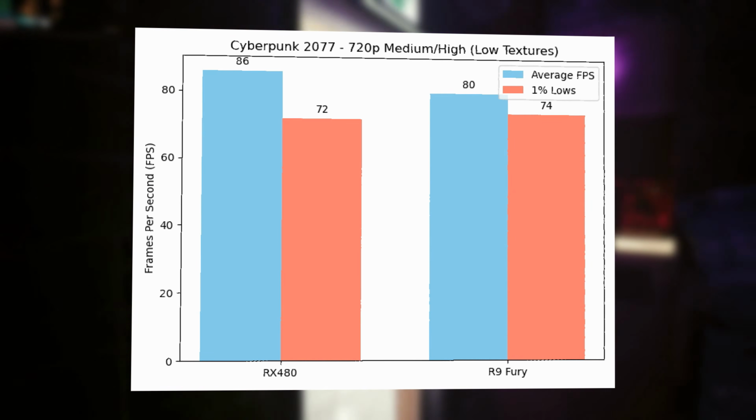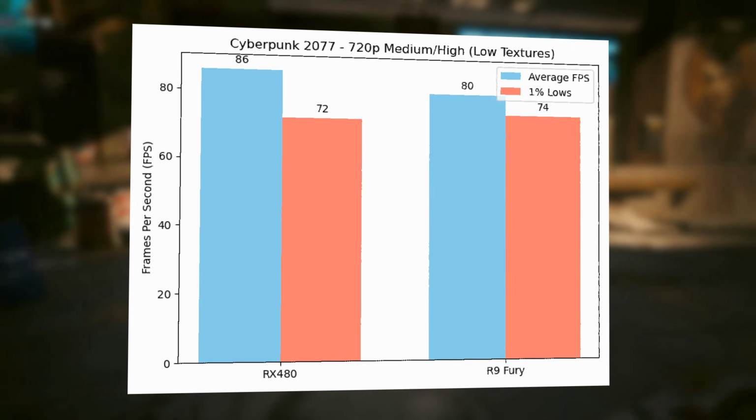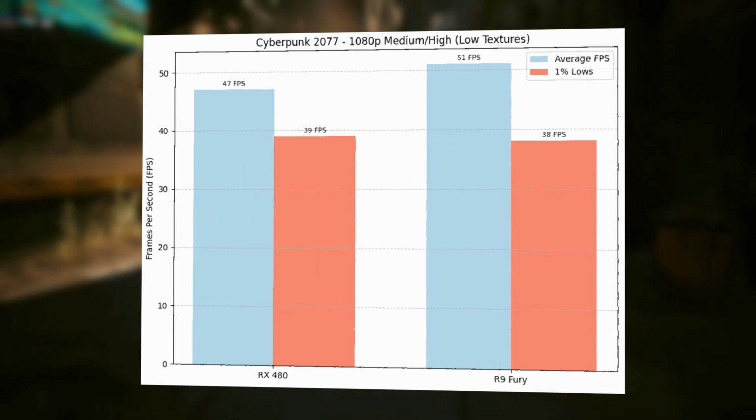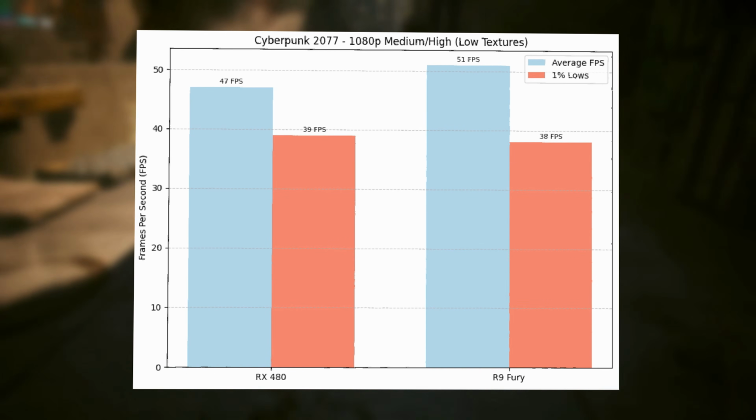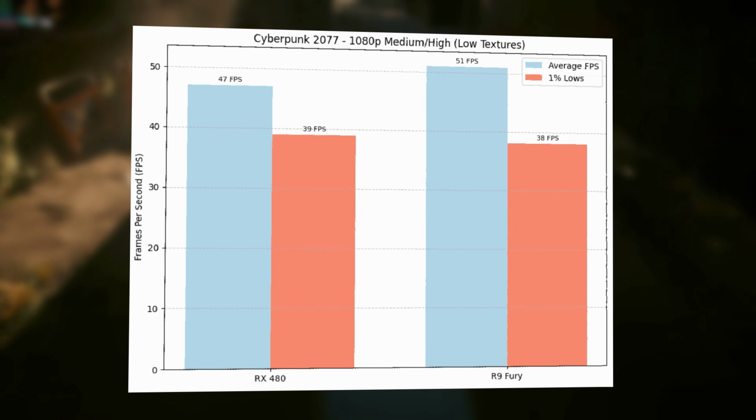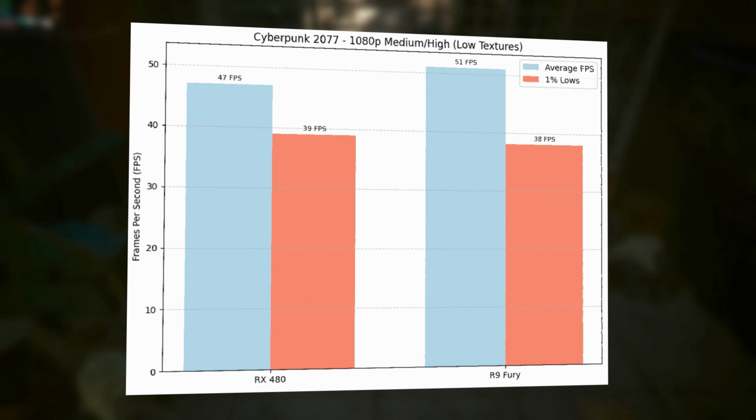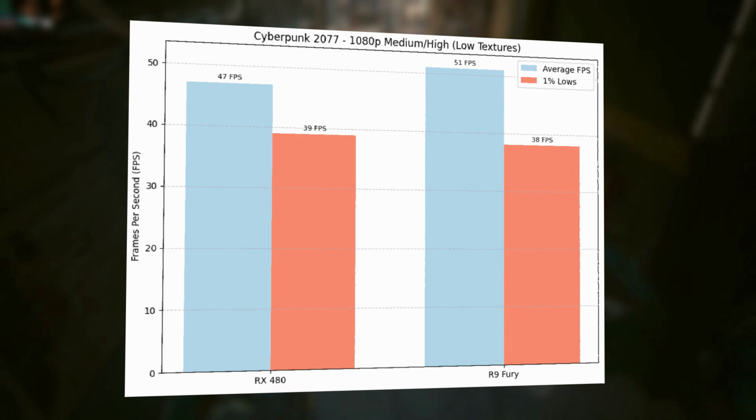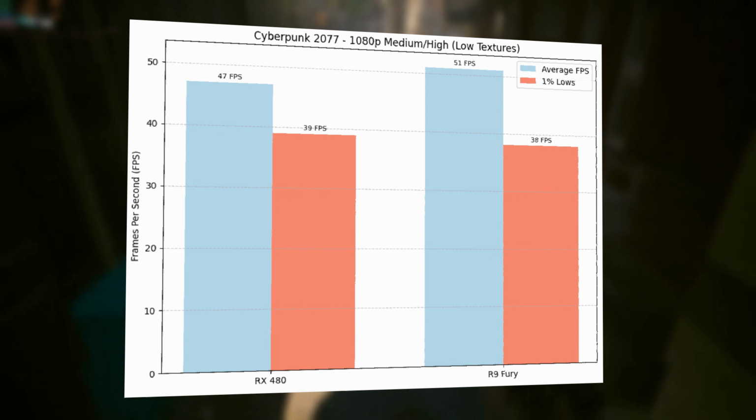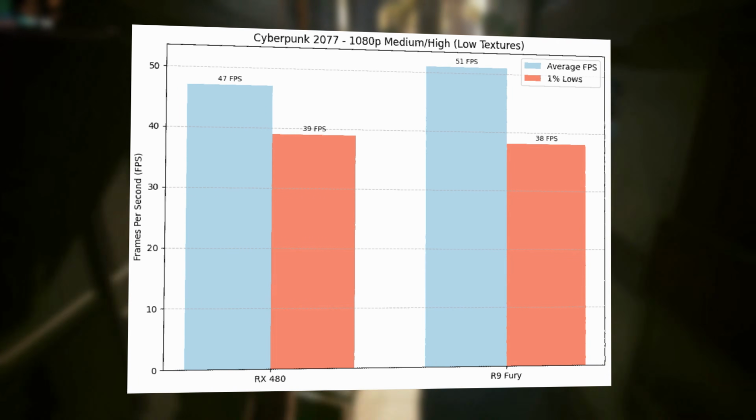When we started things off at 720p, once again it's a clear win for the RX 480, but as things progressed higher up the resolutions, we see that in 1080p the R9 Fury begins to pull ahead with 51 FPS on average, whereas the RX 480 is hovering around the mid-40s. Now, frame times technically were better on the RX 480, but the actual experience between the two was very comparable.